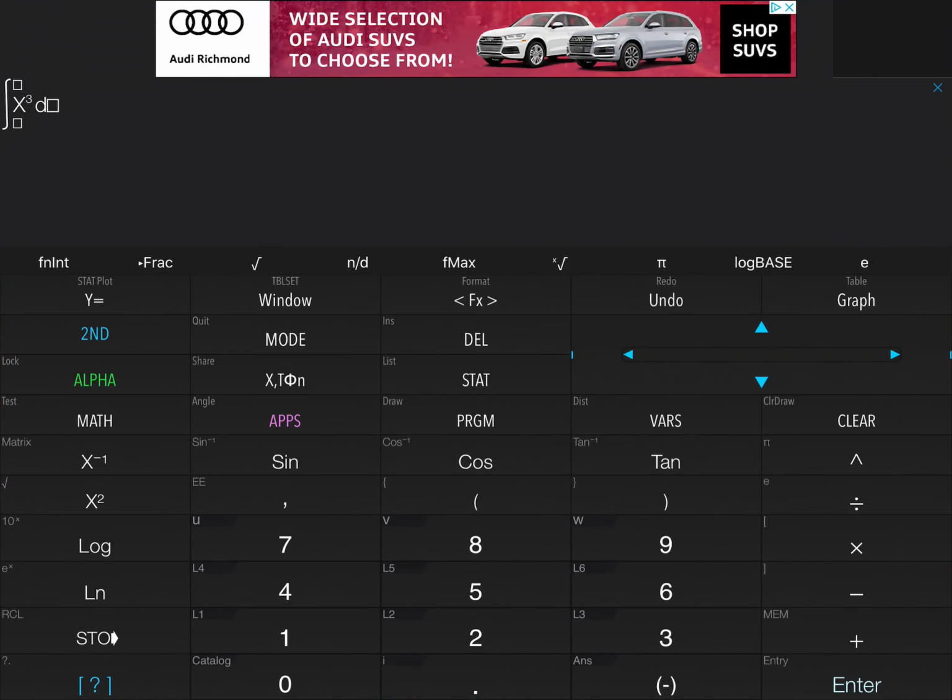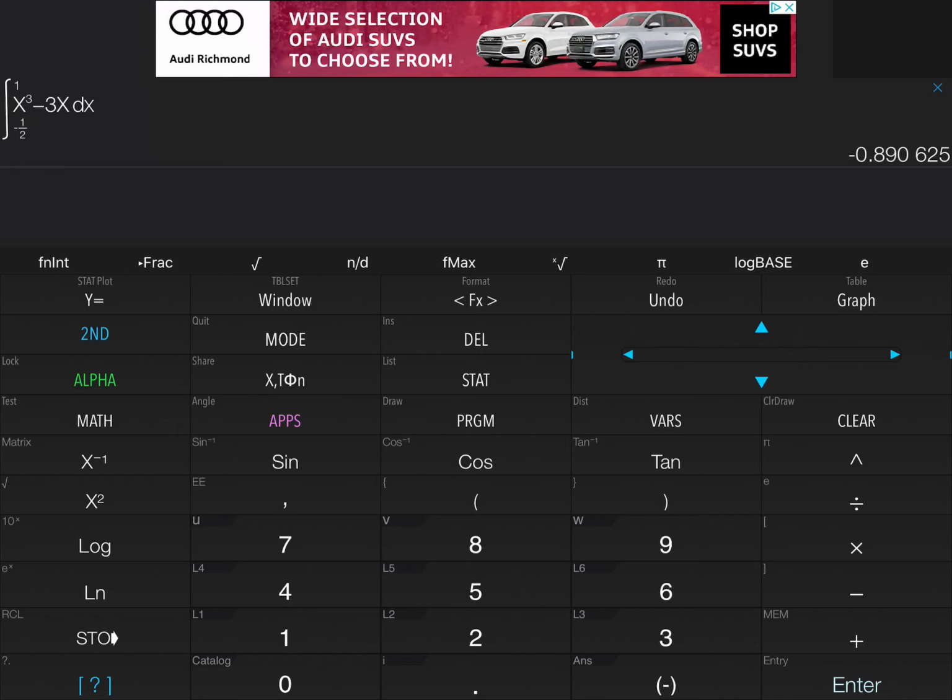X to the third power minus 3x, and then it's dx. But then the bounds, I remember those. The upper bound was 1. The lower bound was -1/2, wasn't it? Okay, and I hit enter.